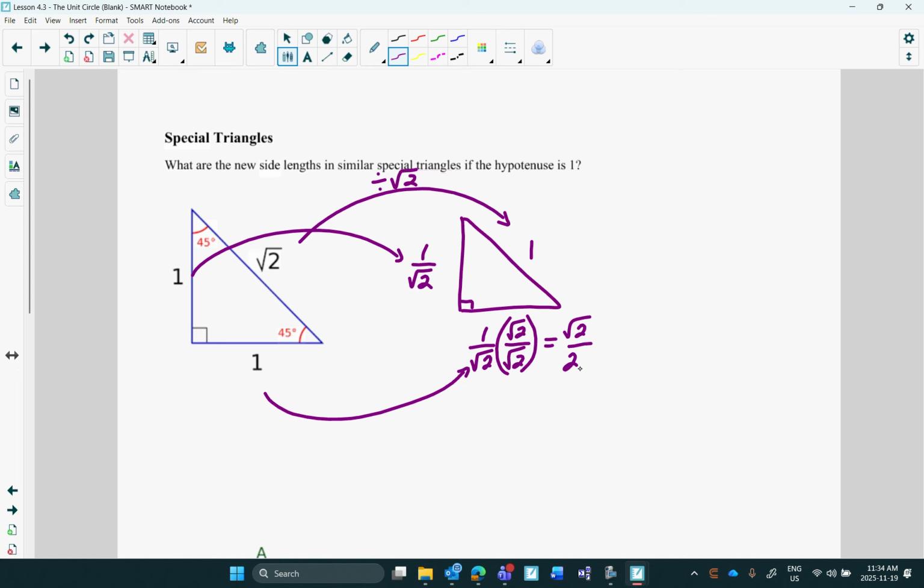And obviously this is going to be the same thing. So in a right triangle, where one of the angles is 90, obviously, because it's right, and the other two are 45s, and if I want the hypotenuse to be 1, these two other sides must be root 2 over 2. Okay.